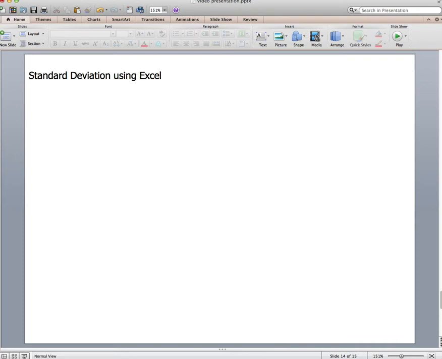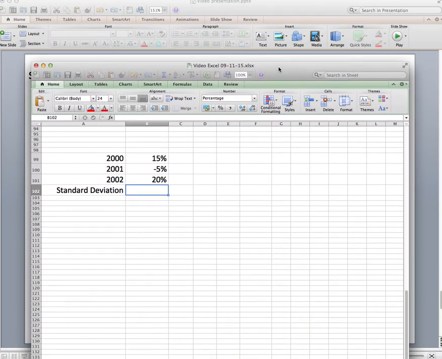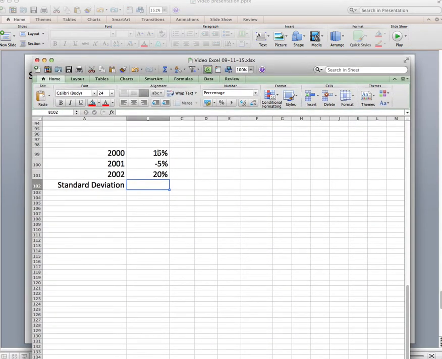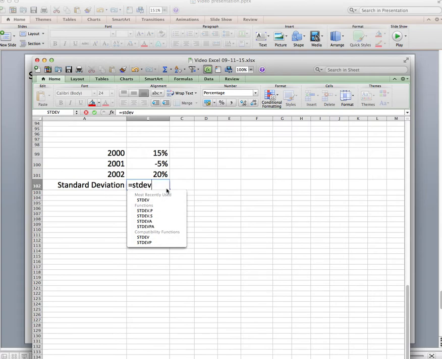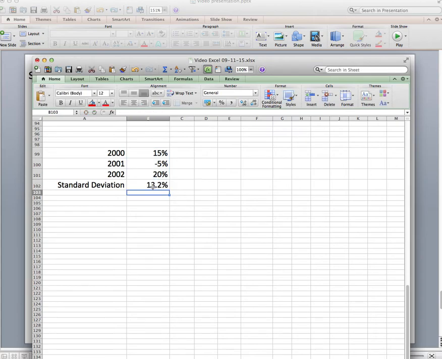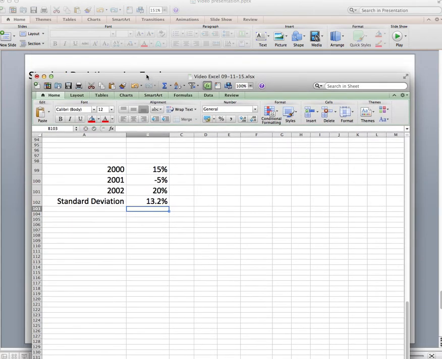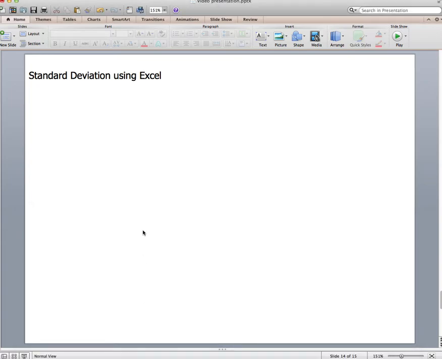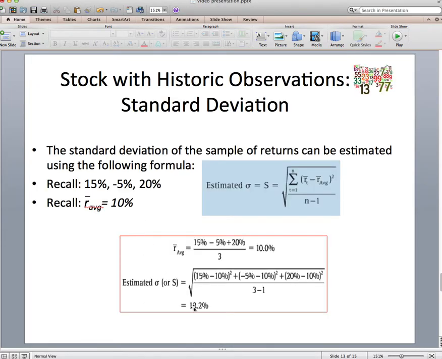Now we're going to look at how we do that same standard deviation calculation in Excel. So we had 15% in the first year, negative 5 in the second, and 20% in the third. To do standard deviation in Excel, we use STDEV. We just highlight those three and calculate the standard deviation of 13.2. So that was the same calculation that we did here by algebra to come up with 13.2.